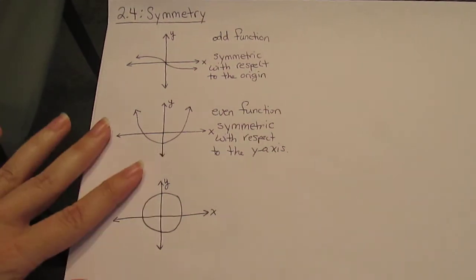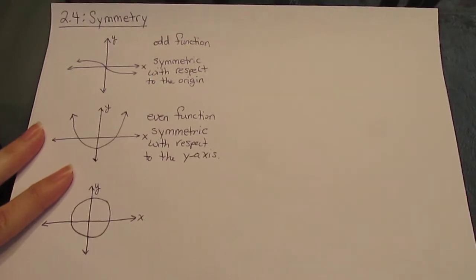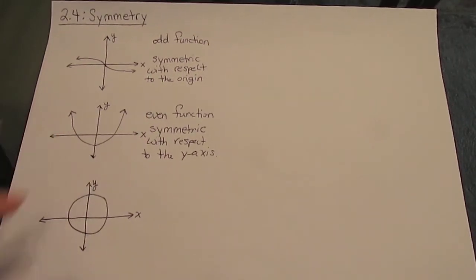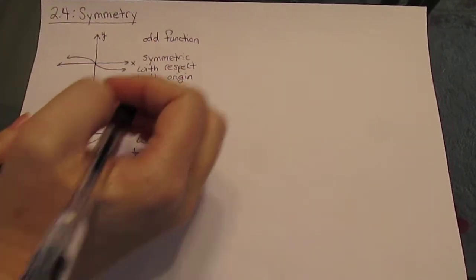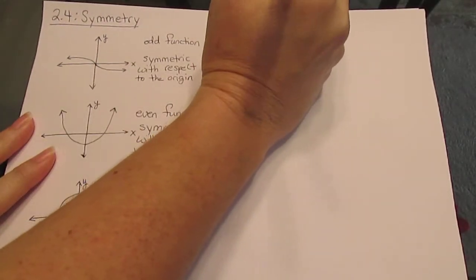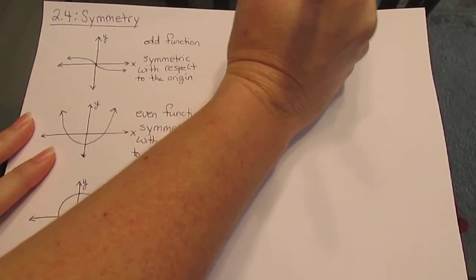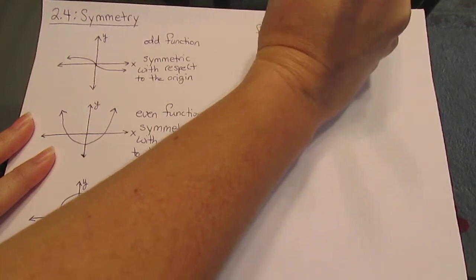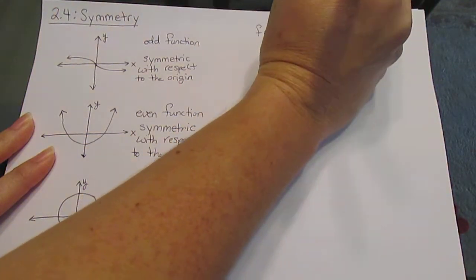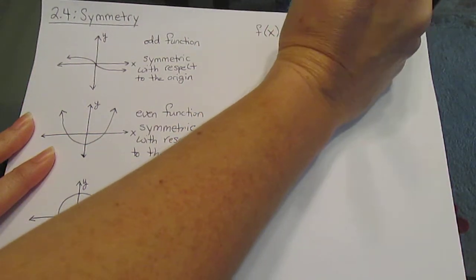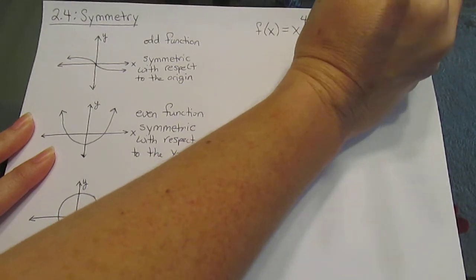All right, so that's some graphs. They're also going to give you some functions written in function notation, and we can determine if it's an even, odd, or neither for the function. Okay, so let's take a look at a few examples. F of x equals x to the 4th minus 6x squared plus 2.